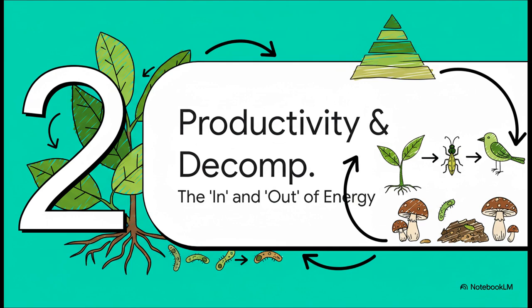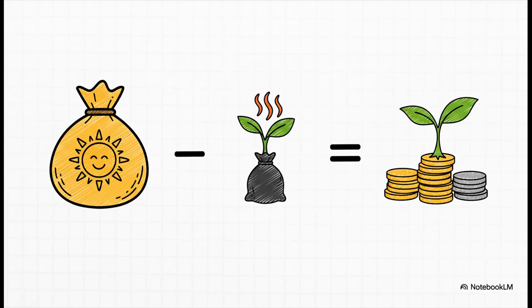Here, we're going to see how energy gets into the system, that's productivity, and how nature does its cleanup and recycling, that's decomposition. Okay, now don't get scared by this formula. GPP minus R equals NPP. Let me make it super easy. Think of GPP, or gross primary productivity, as your total monthly salary. Let's say it's 1 lakh rupees. Now, you have to spend some of that on your expenses, right? That's R for respiration, the energy the plant uses for itself. Whatever's left over, your savings, that's the NPP, or net primary productivity. That's the energy that's actually available for the herbivores to eat.